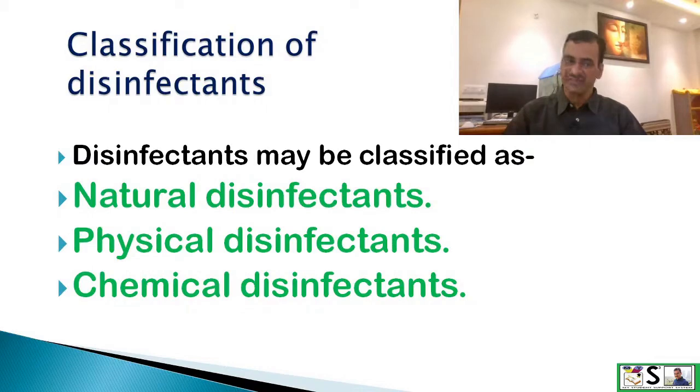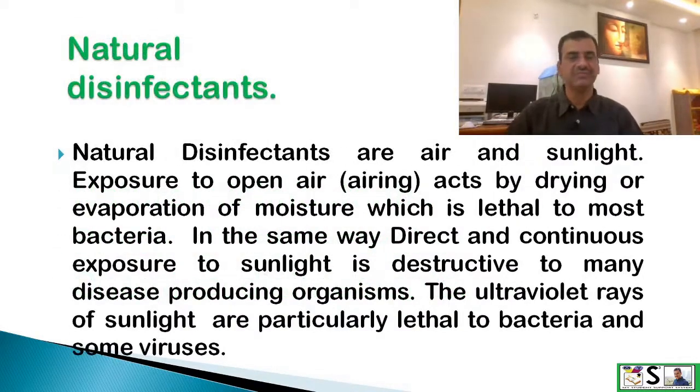Classification of disinfectant. Disinfectants are classified in three categories: natural disinfectants, physical disinfectants, and chemical disinfectants. What are natural disinfectants? Natural disinfectants are air and sunlight.